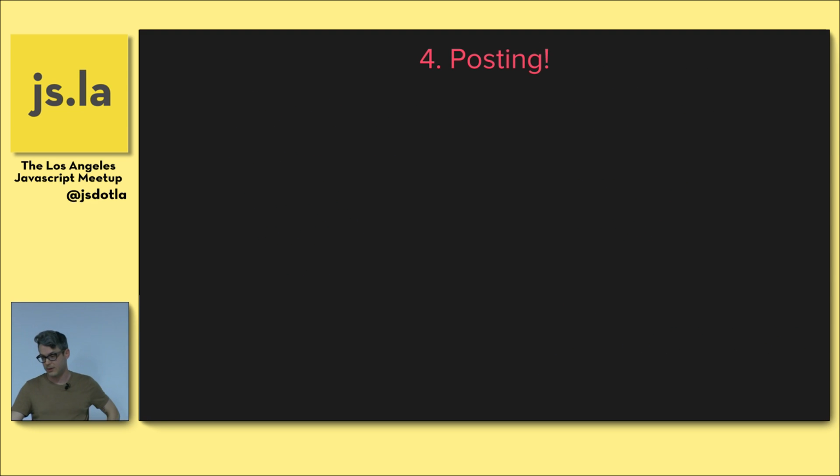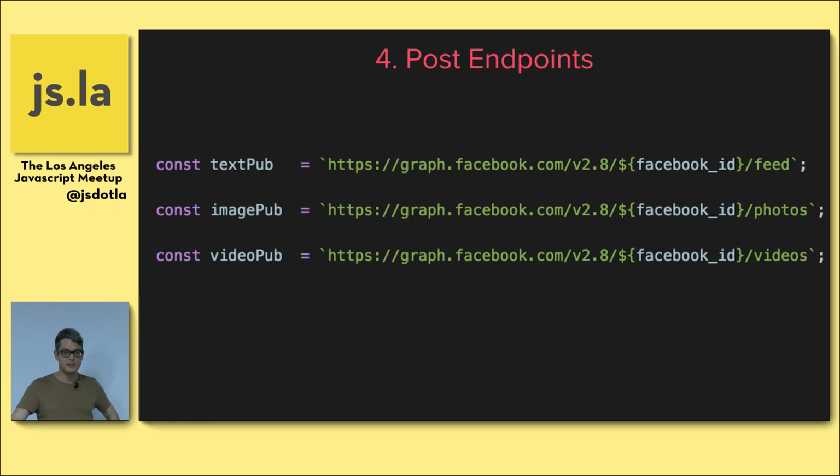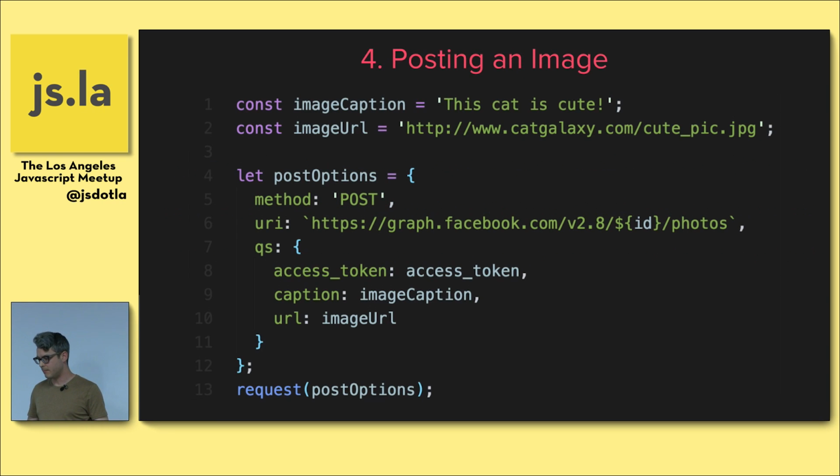And fourth is the fun one, posting. And so as I said earlier, there's 3 different endpoints. There's the feed endpoint for text. Uploading images goes to the photos endpoint, and the videos endpoint for uploading videos. And let's say that I want to upload an image, for example. This is what that post request is going to look like.